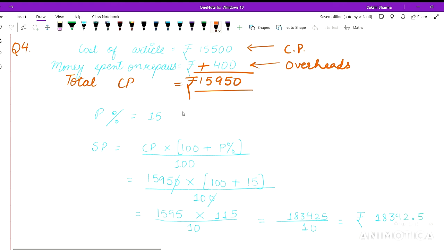Again, this is a money value. I would like to give the answer up to 2 decimal places. I'm going to put a 0 at the end. So the selling price of the article is 18,342 rupees and 50 paise.